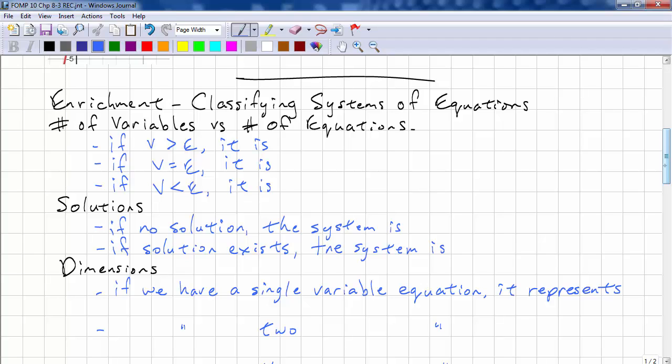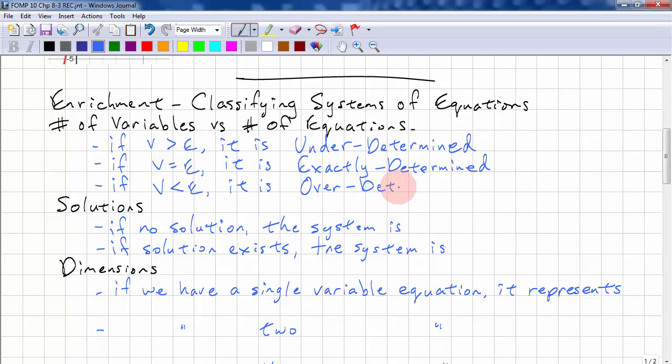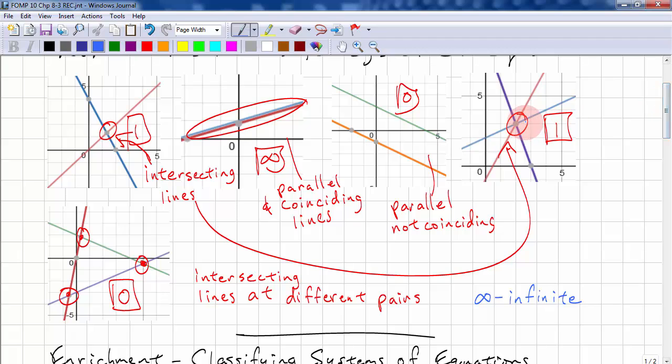And here's an enrichment topic. We can classify systems of equations using the number of variables versus the number of equations. If the number of variables is greater than the number of equations, it is called underdetermined. If the number of variables is the same as the number of equations, it is called exactly determined. And in our unit, we have mostly this type of question. If the number of variables is less than the number of equations, it's called overdetermined. So since we are dealing with 2 variable equations, all we need is 3 or more equations, and it's overdetermined, as is the case here and here.